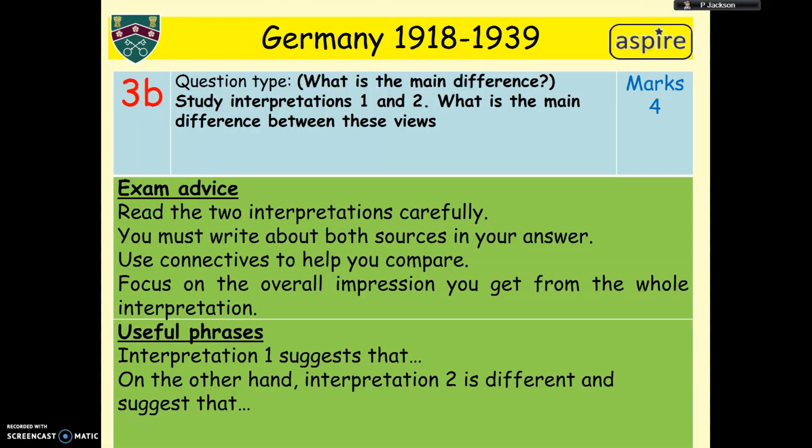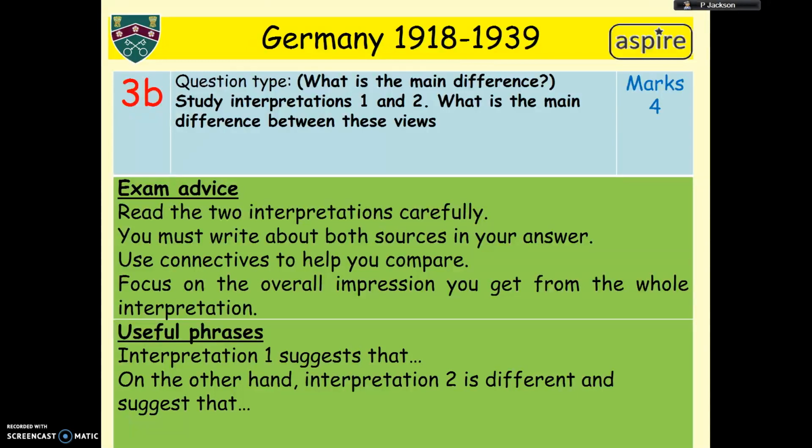Question 3B, you'll go on to read 2 historical interpretations written by secondary historians or from historical textbooks. You have to study those interpretations. And for question 3b, all you need to do is explain how the sources or the interpretations are different. You must write about both sources within your answer and use connectives such as interpretation 1 suggests this, whereas interpretation 2 would suggest something different.